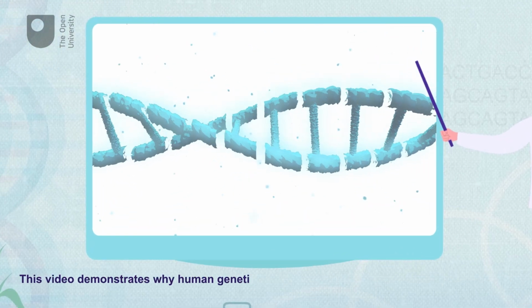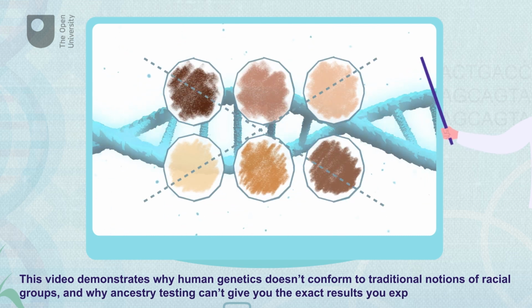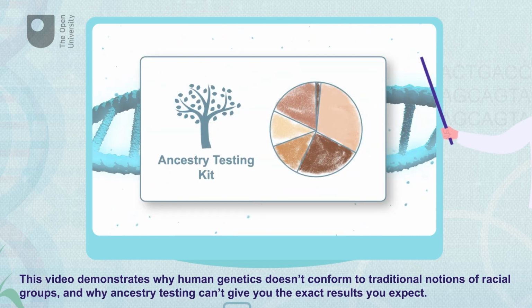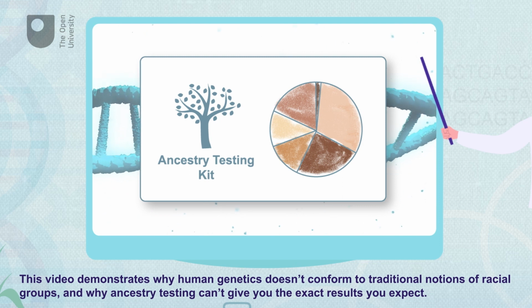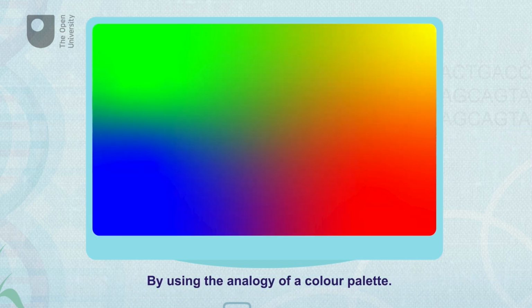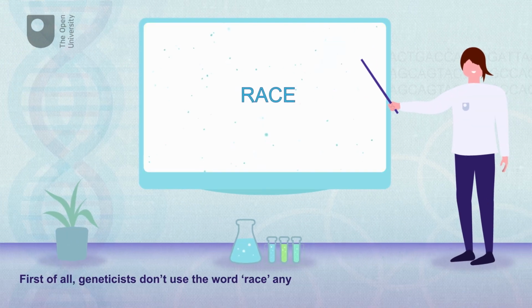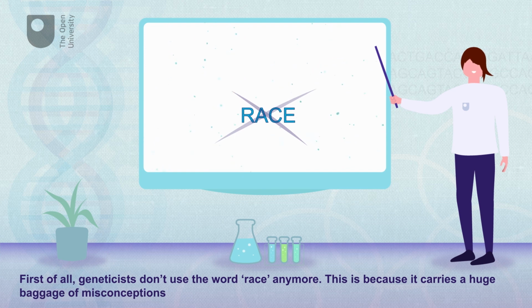This video demonstrates why human genetics doesn't conform to traditional notions of racial groups, and why ancestry testing can't give you the exact results you expect, by using the analogy of a colour palette. First of all, geneticists don't use the word race anymore.